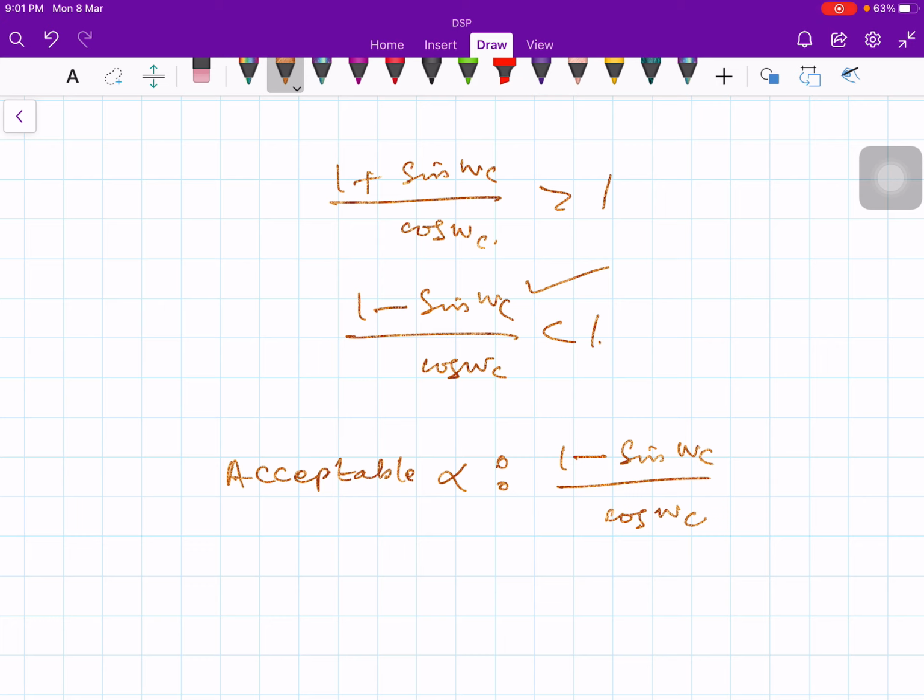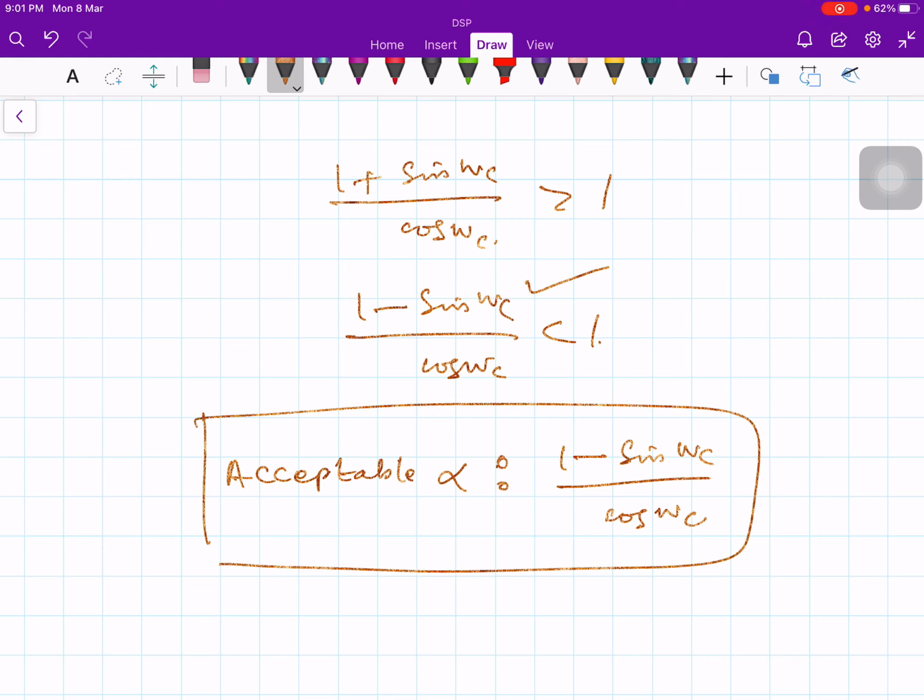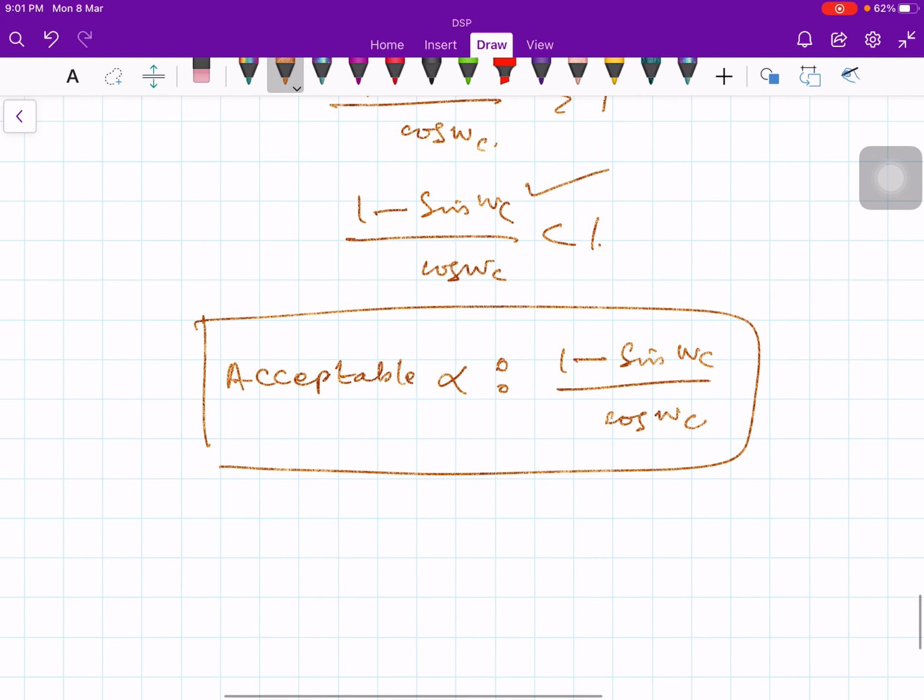1 minus cos omega c. So this is the simplest IIR low pass digital filter. Now in case omega is equal to omega c equal to pi by 2, then what is your alpha?